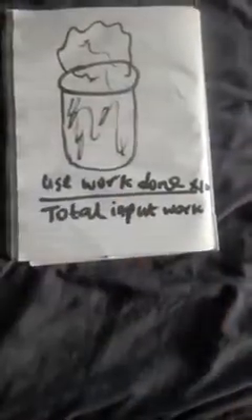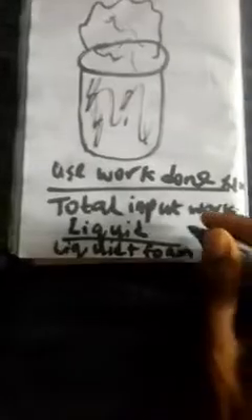Now looking at this beer, the useful work done will be the liquid portion, while the total input work is both the liquid portion and the foamy part. So the efficiency becomes the liquid over liquid plus foam, because the liquid is the useful work done, and the total input work is the liquid plus foam. Then I multiply by 100. So that's the concept of efficiency.